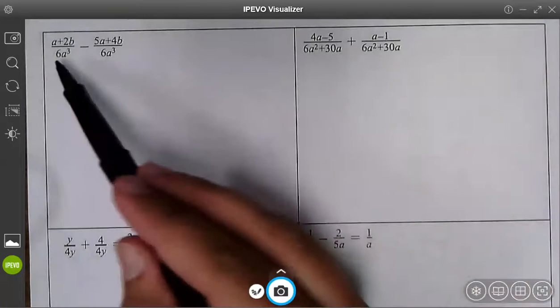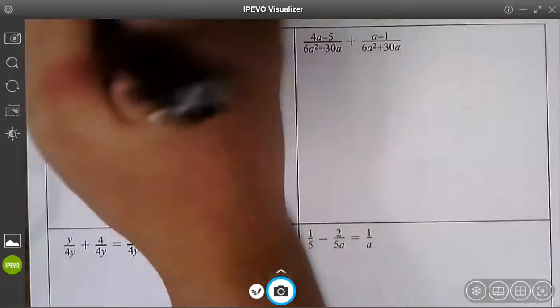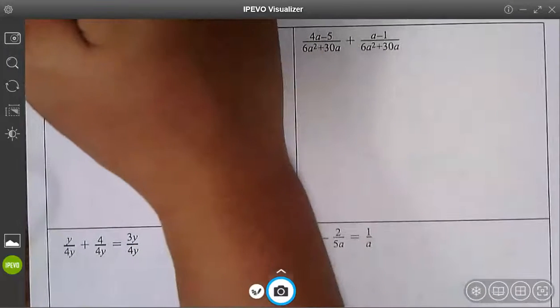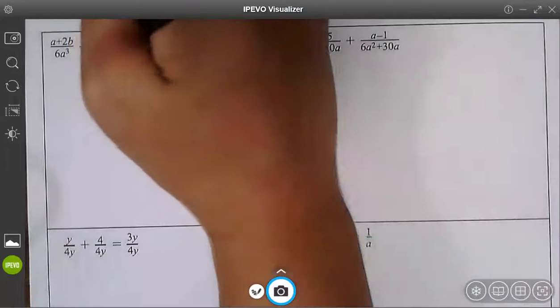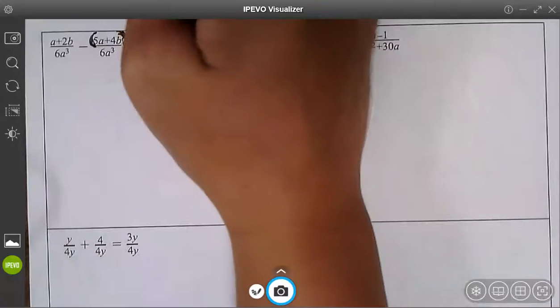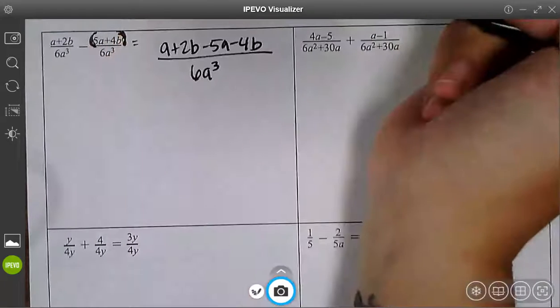So this one has a common denominator. So I'm just subtracting my numerators. Anytime you have subtraction, you need to put your numerator in parentheses and distribute. 5a plus 2b minus 5a minus 4b all over 6a cubed.